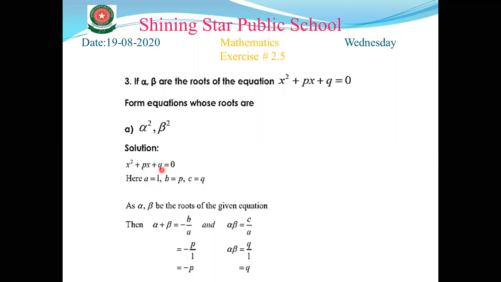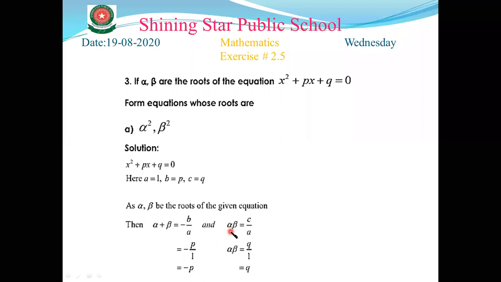Now our second step is we have to find the sum of the roots and product of the roots of this equation, according to these roots alpha beta. So the sum of the roots, alpha plus beta, is equal to minus b over a, and minus b is p and a is 1. So minus p over 1 is minus p.